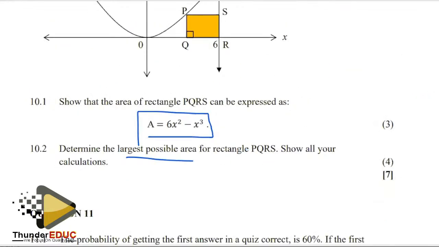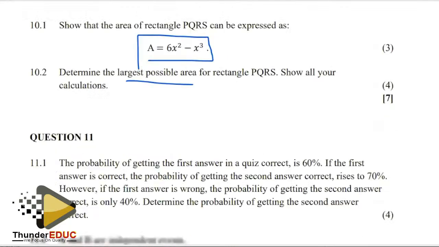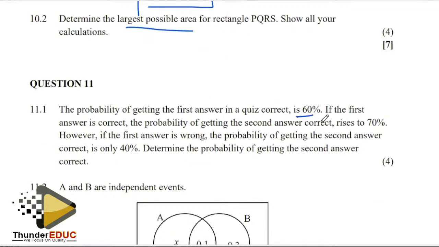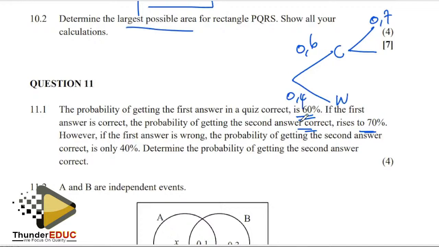When I look at this other one, they're talking about the probability of getting the first answer in a quiz is 60%. If the first answer is correct, the probability of getting the second correct rises to 70%. So this is more like a tree diagram. So 60%, which is 0.6, if it's correct. And then if it's correct again, it's 0.7. Remember, every branch must add up to 1. So for a wrong answer, this is going to be 0.4, and for a wrong answer here it is going to be 0.3.